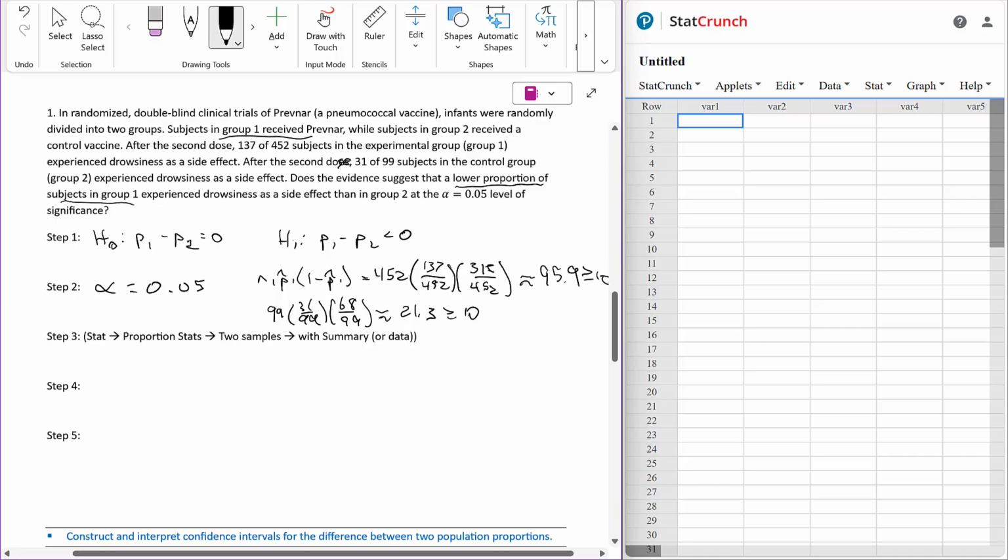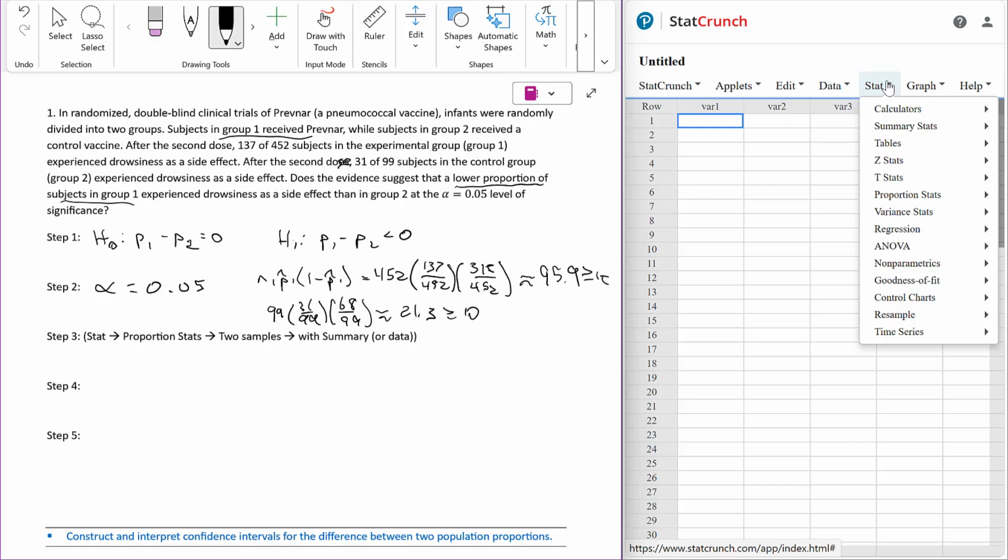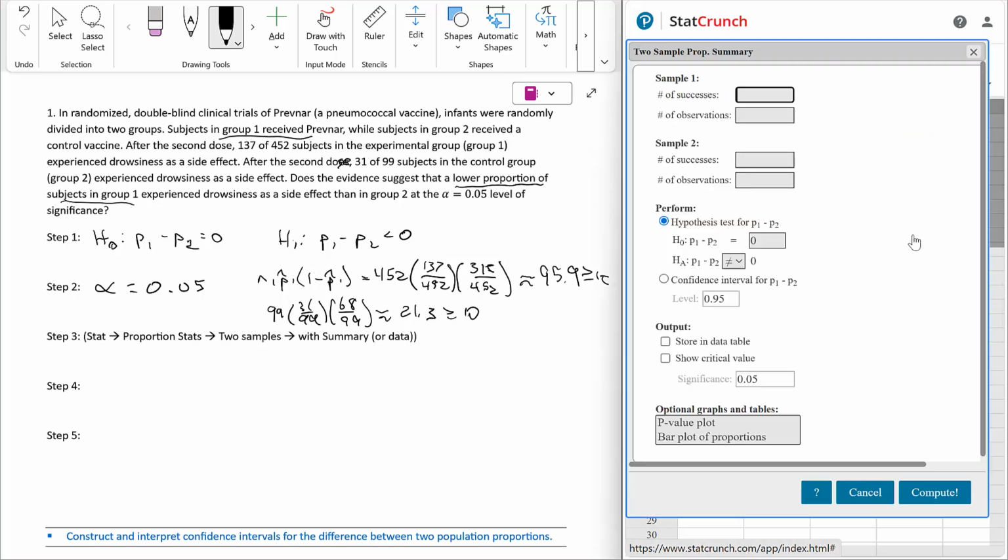We're under stat, proportion stats, 2 samples. Generally, we'll do a summary. If you do get one with just a list of values, remember you can use tables here and frequency and group them up like we did back in chapter 2. But we're going to proportion stats, 2 samples, and with summary here. For group 1, we had 137 successes out of 452 in the sample. For 2, we had 31 successes out of 99 in our sample. And we were testing for a less than here in group 1. You can always do that p-value plot still if you want to see it.